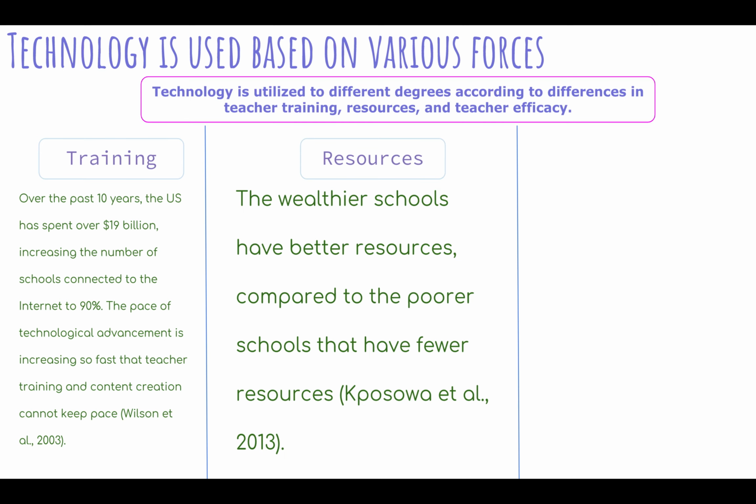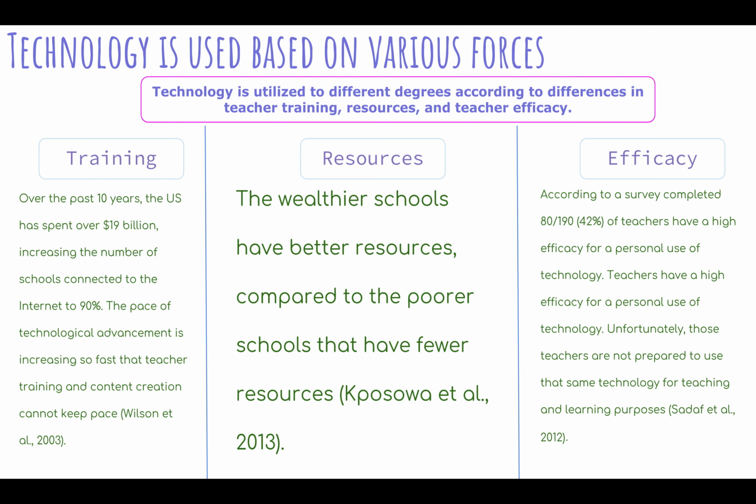For resources, the wealthier schools have better resources compared to the poorer schools that have fewer resources. And these resources can be anywhere from computers, better teachers, better textbooks, and newer textbooks. And for teacher efficacy, according to a survey completed, 80 of 190, or 42% of teachers, have a high efficacy for personal use of technology. Unfortunately, those teachers are not prepared to use that same technology for teaching and learning purposes.